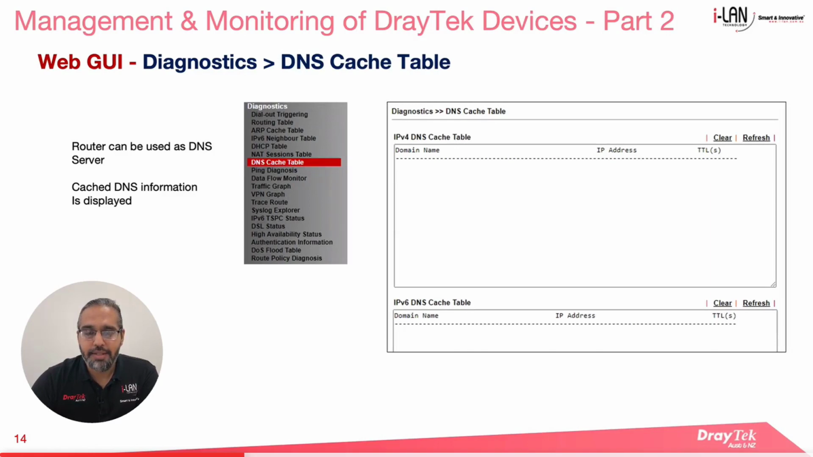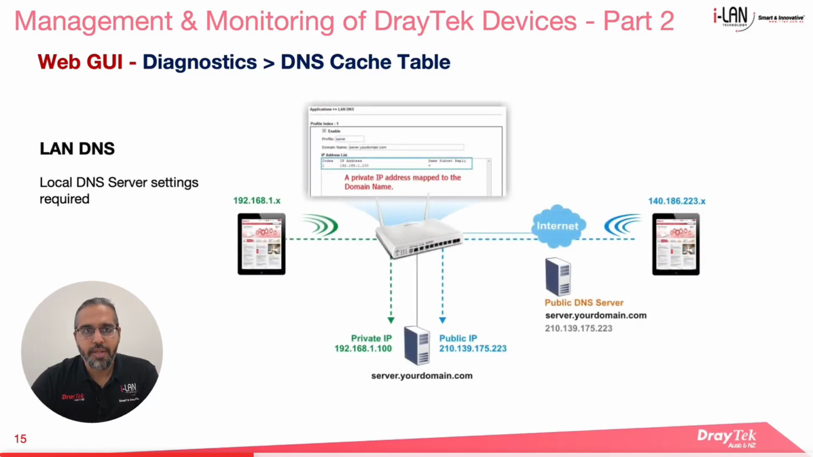Next, we have the DNS Cache Table. DrayTek router can function as a DNS server, which allows LAN clients to look up DNS info by sending requests to the router. This DNS information is temporarily cached in the router and can be viewed on this page. Before we can see any entries in the DNS cache table, we need to configure the LAN DNS settings in the router. This diagram illustrates that local private IP addresses can be mapped to a domain name to be used on the local network.